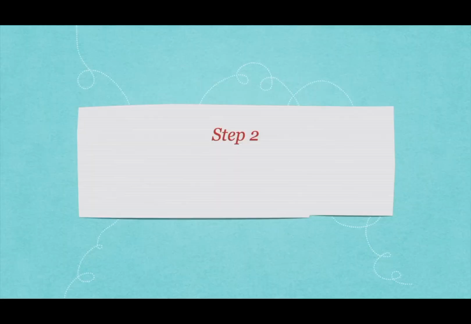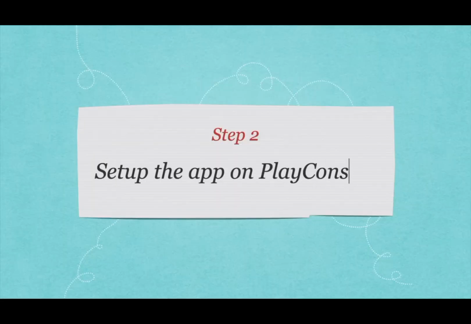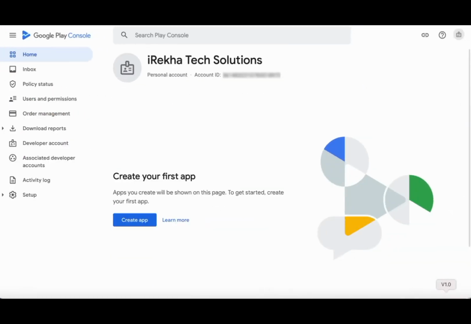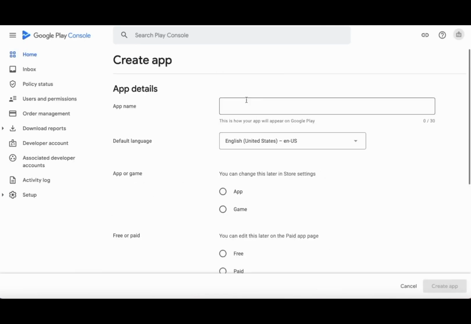Here, give your app name. The limit is 30 characters. Select the default language of your app. Select whether app or game. Select whether your app is free or paid. These selections you can change later also in store settings until you publish your app. Accept the declarations and click on Create App.